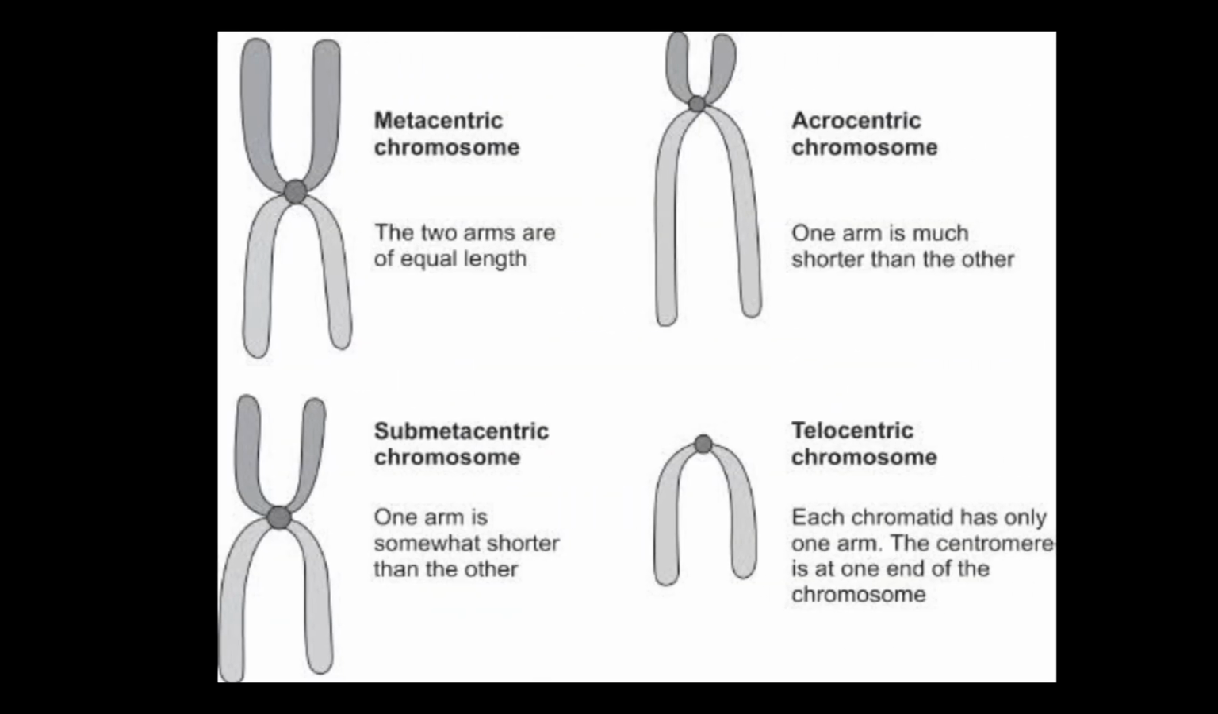The next image is about the chromosomes. What are metacentric, acrocentric, submetacentric, and telocentric chromosomes? In the metacentric, the two arms are of equal length, and in the submetacentric, one arm is somewhat shorter than the other, not of equal length. While in acrocentric, one arm is much shorter, meaning there will be a very big difference between the lengths of the arms. Then telocentric. In telocentric, each chromatid has only one arm. The centromere is at one end of the chromosome. Here only one arm will be present.